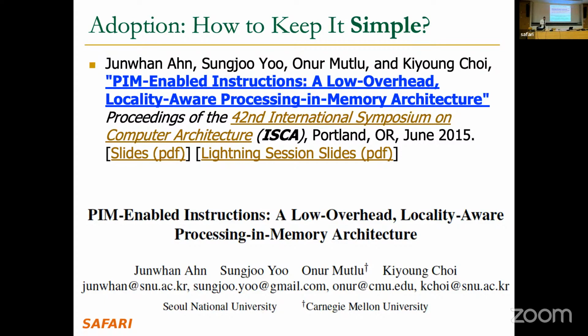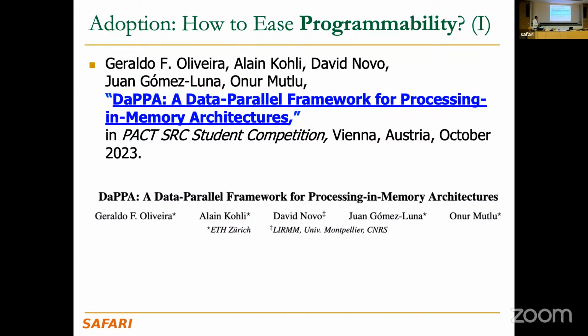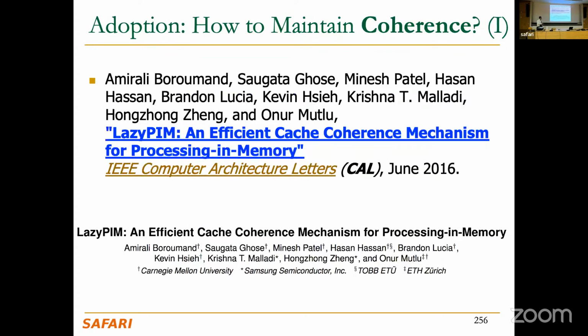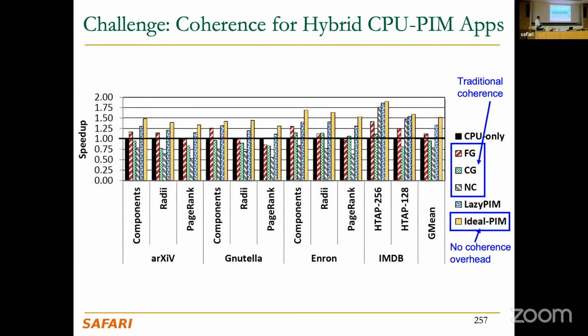There are many works in this direction on, for example, how you do the bare minimal change so you can enable computation, how you can ease programmability for systems like that UPMEM system that I mentioned, those two works over here, and how you can keep cache coherence, so how you can keep the memory and your processor coherent, having the same view of the data without incurring too much overhead. So there are also solutions for that.